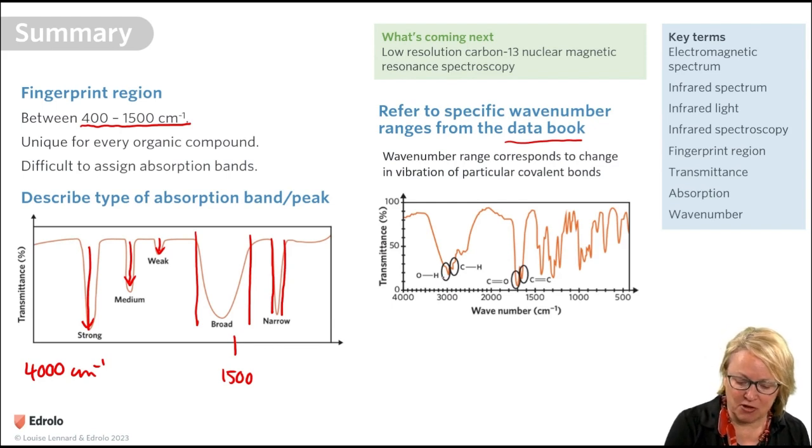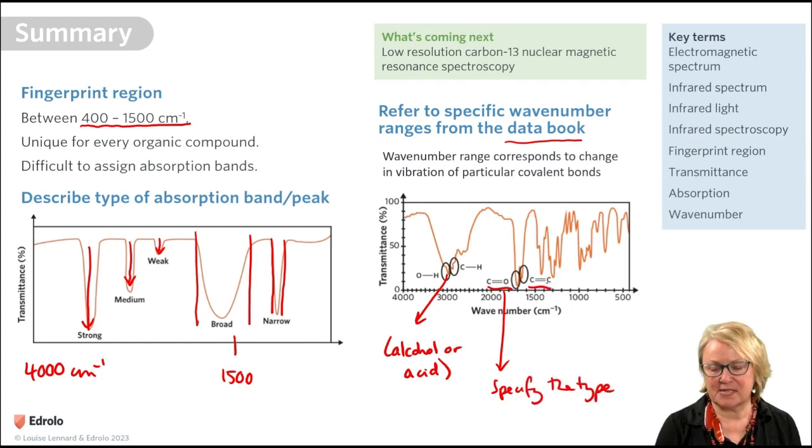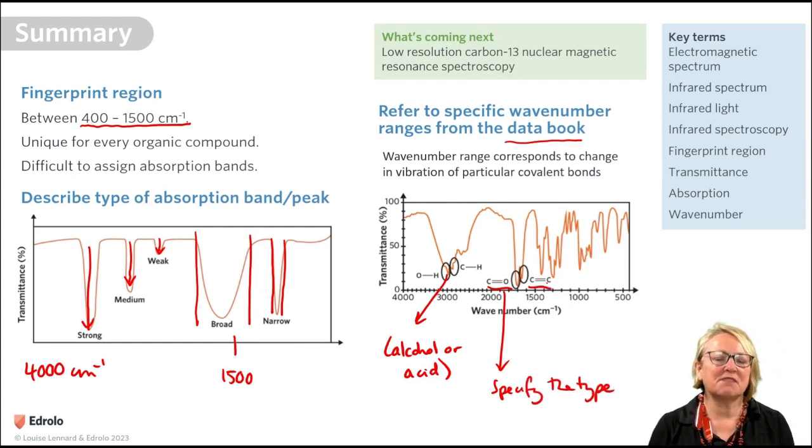So here we've got an OH group, and you would specify whether it's alcohol or acid. We've got a CH stretch, we've got a carbonyl group, and we would specify the type. And we also have a carbon-to-carbon double bond. So it gives us information that we can start piecing bits of a puzzle together.